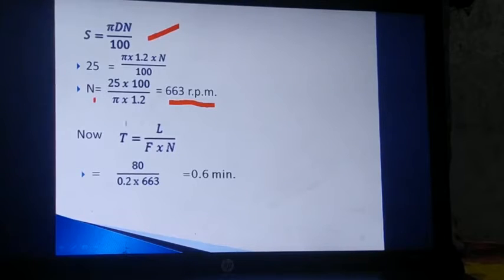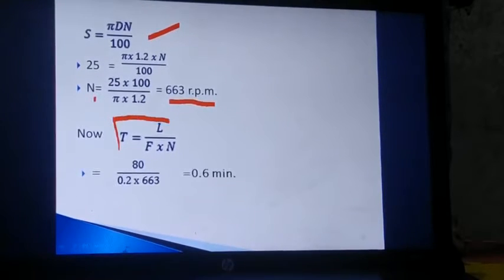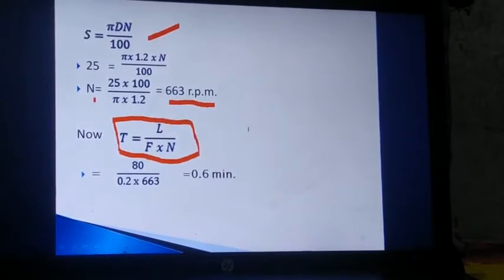Now we will use the formula T is equal to L by F into N. So we'll put the values to calculate the machining time in a drilling operation. L is given as 80, feed is 0.2, and N is 663 rpm, which we have already calculated. So in this way we can calculate the machining time for drilling operation as 0.6 minutes as the answer.